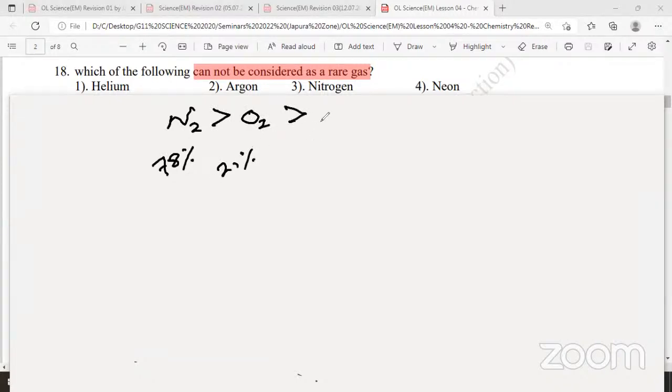Third highest gas in the atmosphere, argon, not carbon dioxide, that is 0.93%. Fourth highest gas in the atmosphere, carbon dioxide, that is 0.03%. Now you can understand how can nitrogen be a rare gas. Nitrogen is not a rare gas. So the correct answer is third. Question number 18, answer is 3.